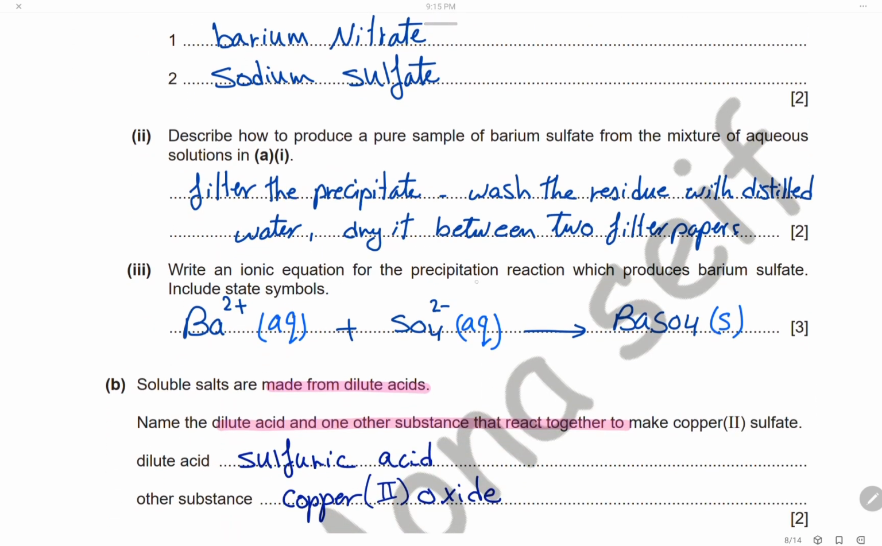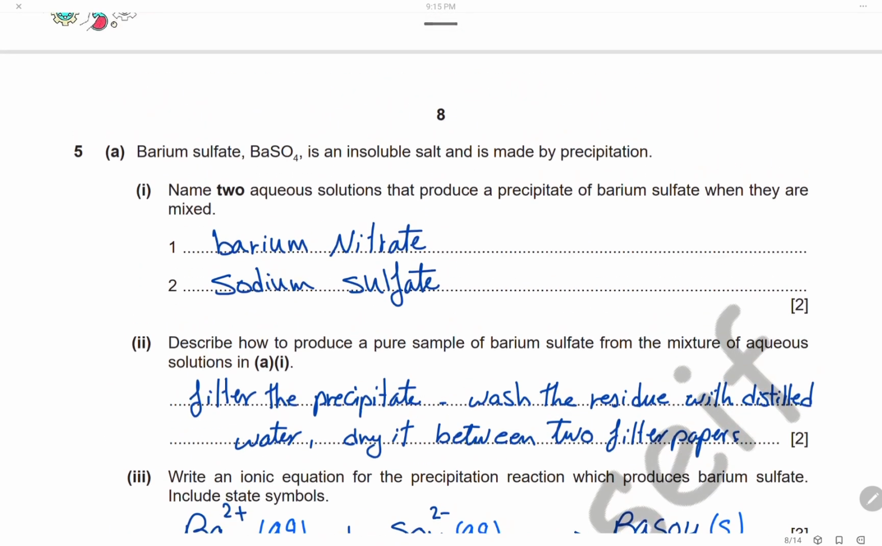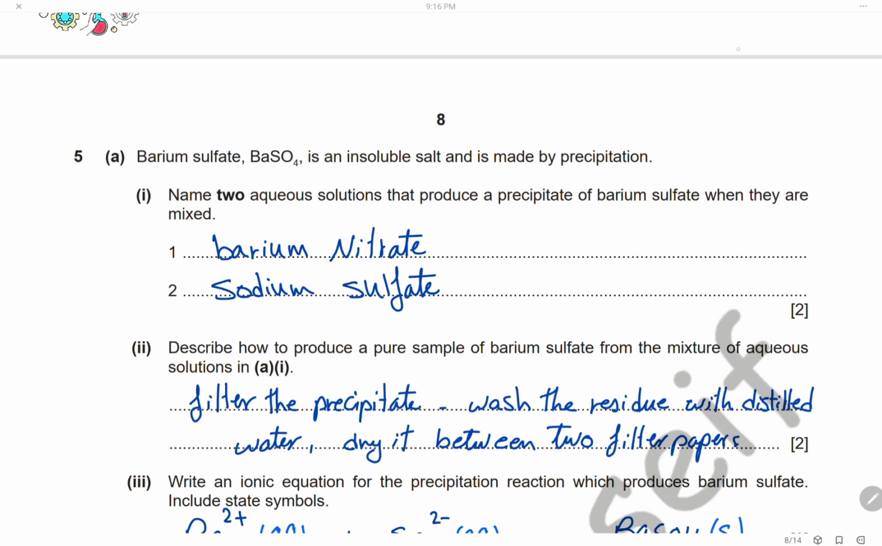Then write the ionic equation for the precipitation reaction, which produces barium sulfate, include state symbols. So writing the ionic equation, I will write here the original equation, which is the reaction between barium nitrate and sodium sulfate to produce barium sulfate and 2 sodium nitrate.